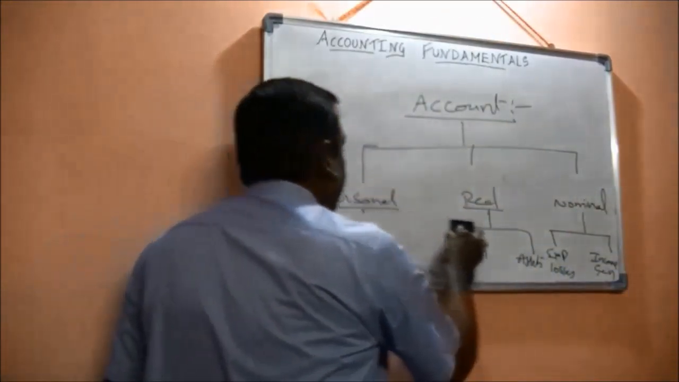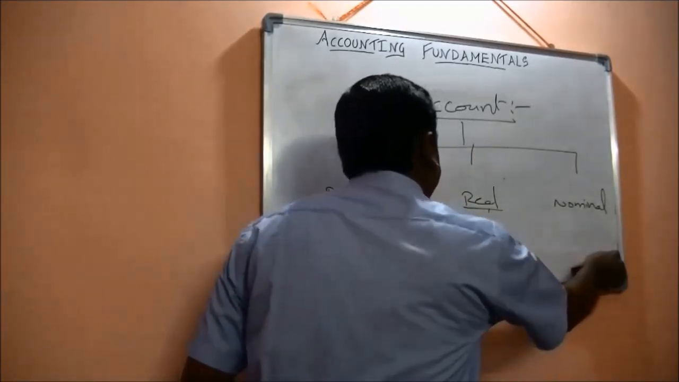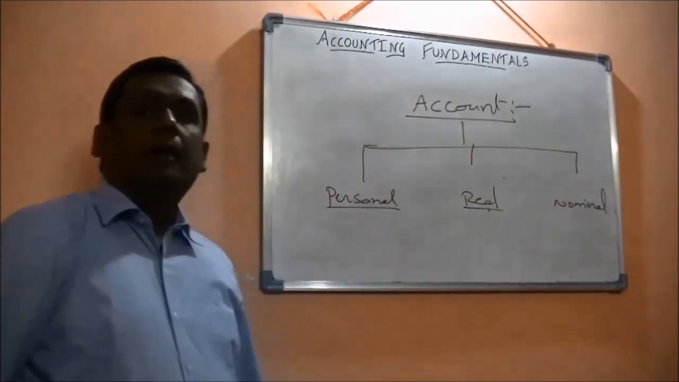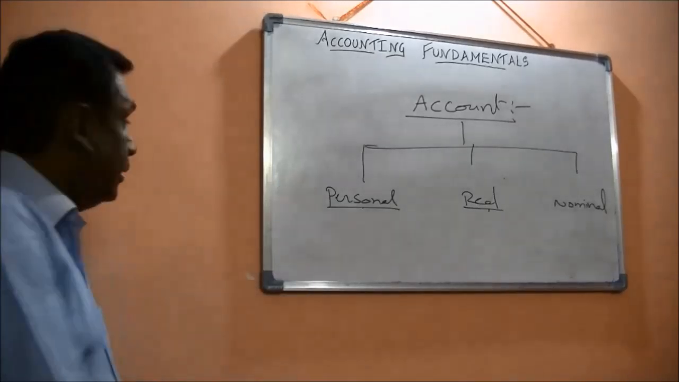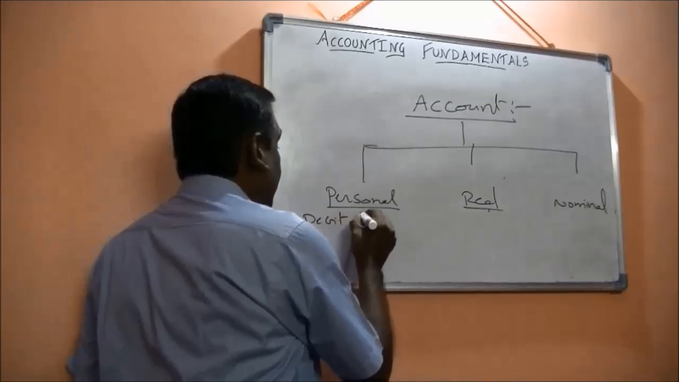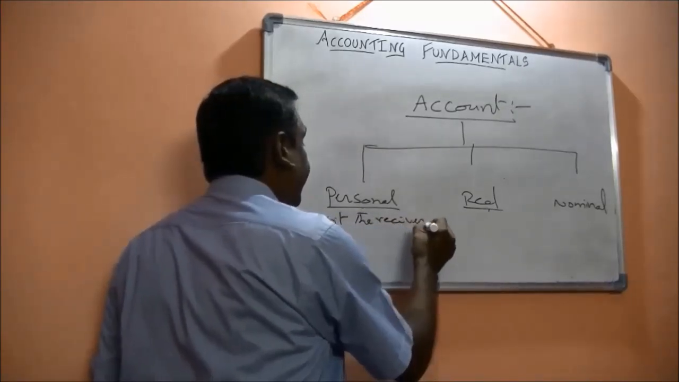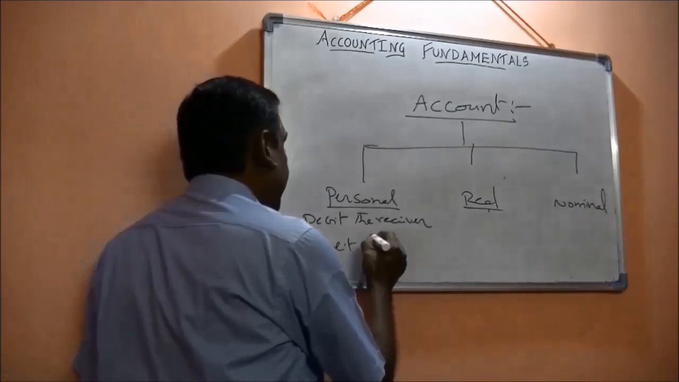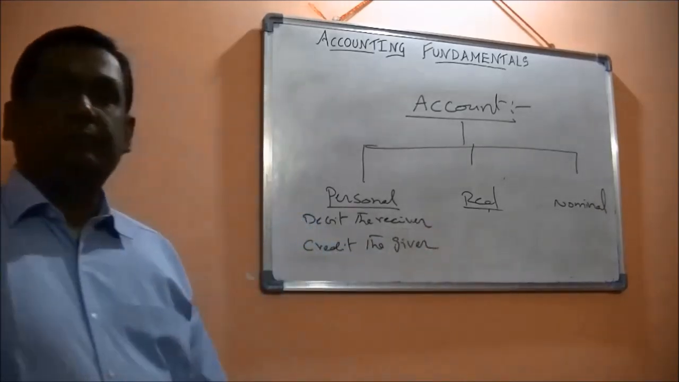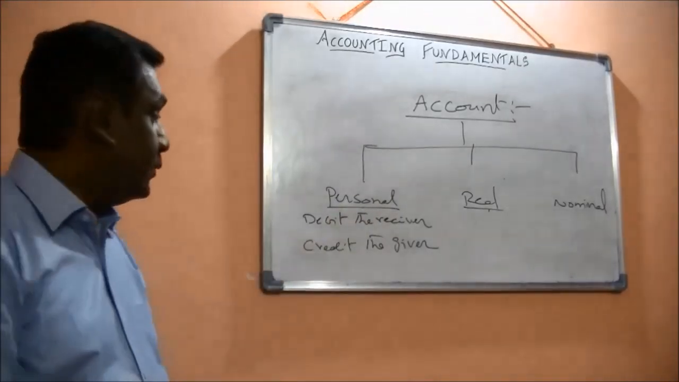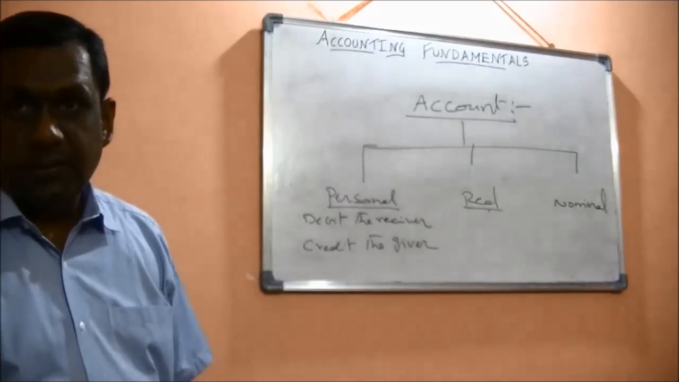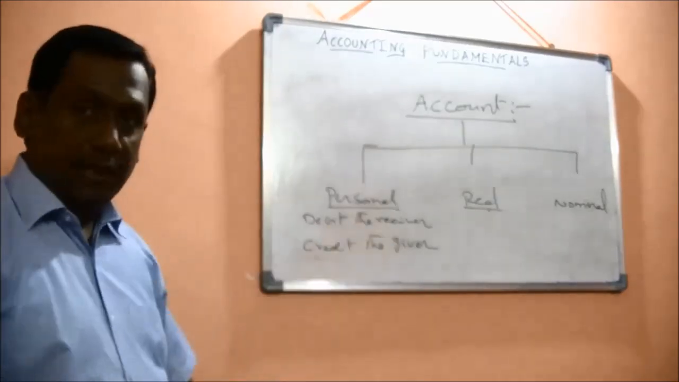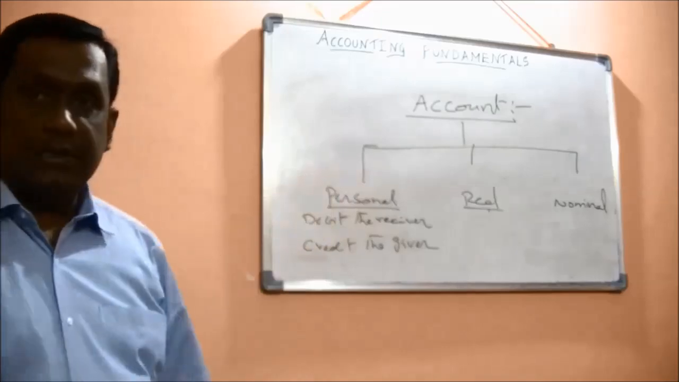And each account has its golden rules. What is the golden rule here in the personal account? Debit the receiver. Credit the giver. Receiving aspect is a debit aspect, giving aspect is a credit aspect. As we discussed in our transaction, the same rule is applicable here. Debit the receiver, credit the giver. This is the personal account principle.